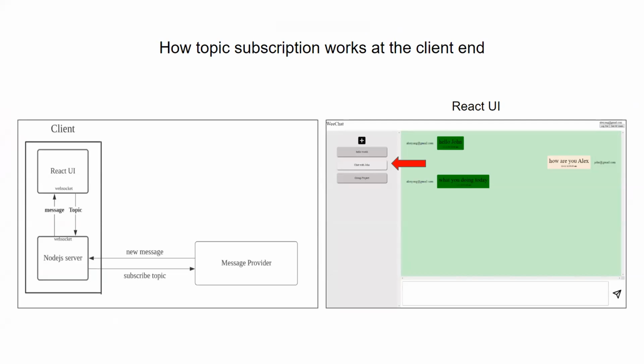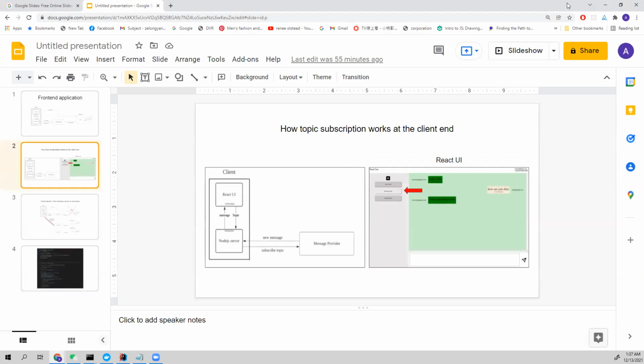The server will then send a request to the message provider to subscribe to the new chat room ID and unsubscribe the previous subscriptions. The message provider knows each message's associated topic, so the provider will only send messages to the corresponding topic subscribers.